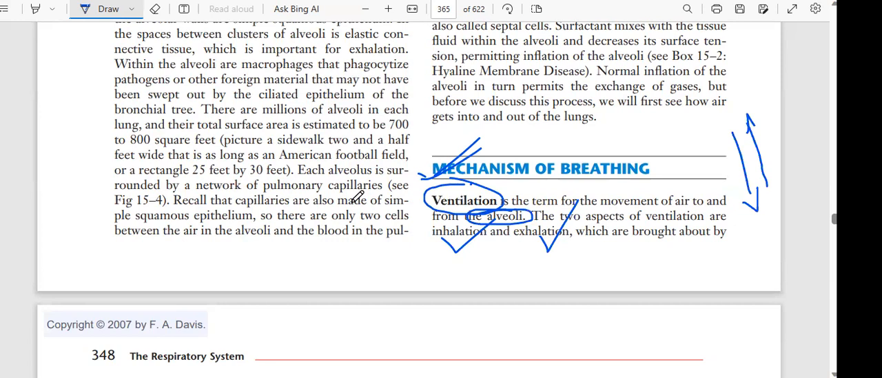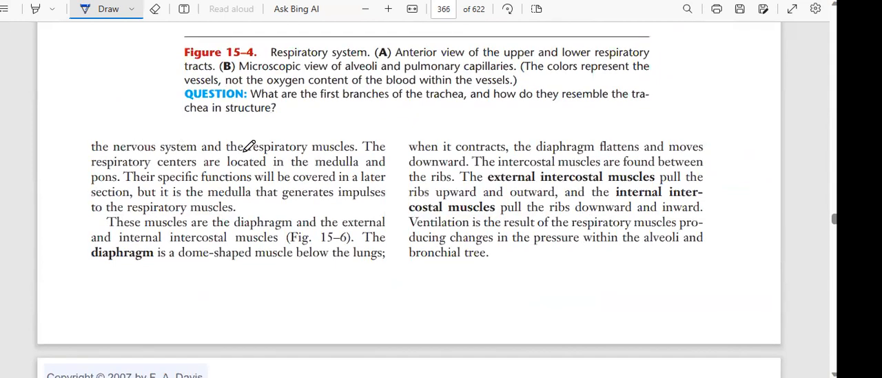In the ICU, if the lungs have failed or any mechanism of breathing has failed, we give temporary ventilation. So inhalation and exhalation within the alveoli is known as ventilation, which is brought about by the nervous system and respiratory muscles. Who helps? The nervous system, and respiratory muscles like our intercostal muscles and diaphragm. The respiratory centers are located in the medulla and pons.